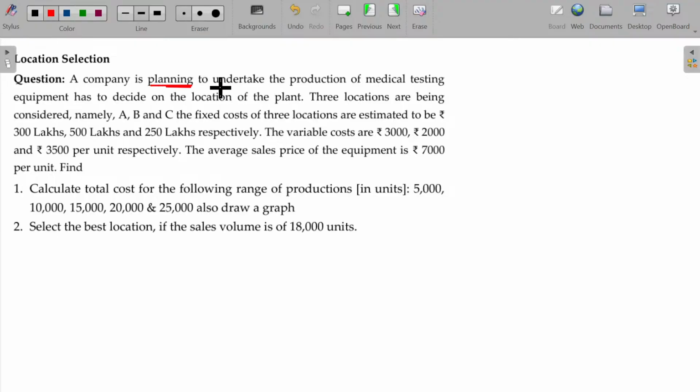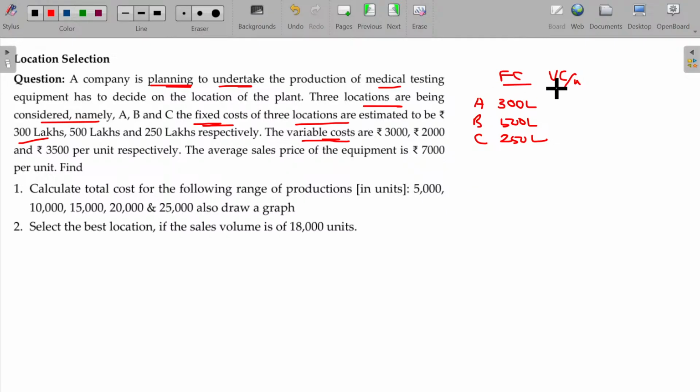A company is planning to undertake the production of medical testing equipment and has to decide on the location of the plant. Three locations are being considered, namely A, B and C. The fixed costs of the three locations are 300 lakhs, 500 lakhs, and 250 lakhs. The variable cost per unit is 3,000, 2,000 and 3,500.